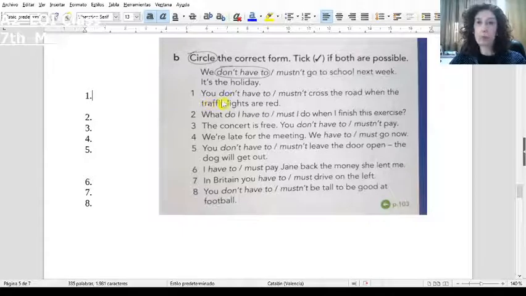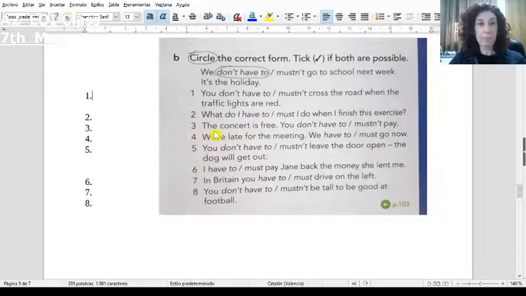Number 1. You don't have to cross the road when the traffic lights are red. Los semáforos, traffic lights, está en rojo. No hay necesidad de cruzar la calle, la carretera. Or you mustn't cross the road. O está prohibido cruzar la carretera. Two. What do I have to, or what must I do when I finish this exercise? ¿Qué debo hacer? ¿O qué tengo que hacer cuando termine estos deberes?